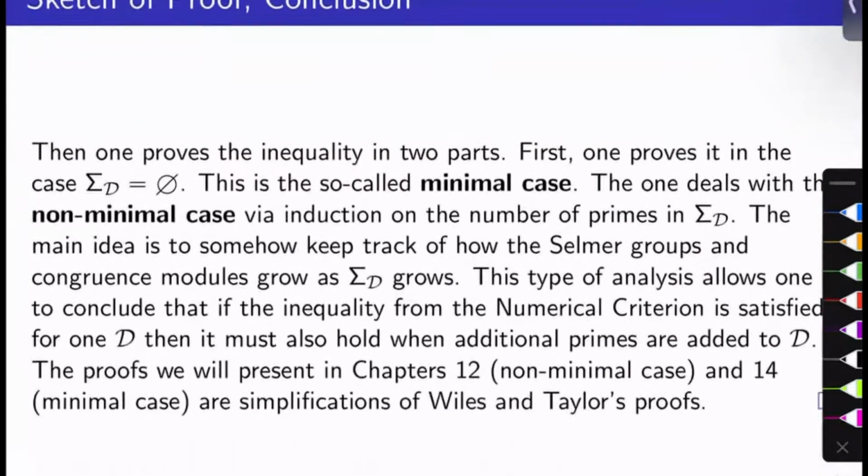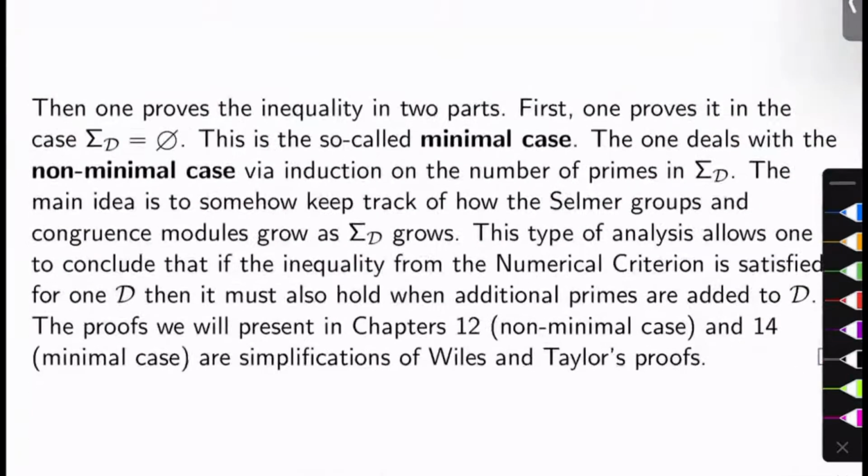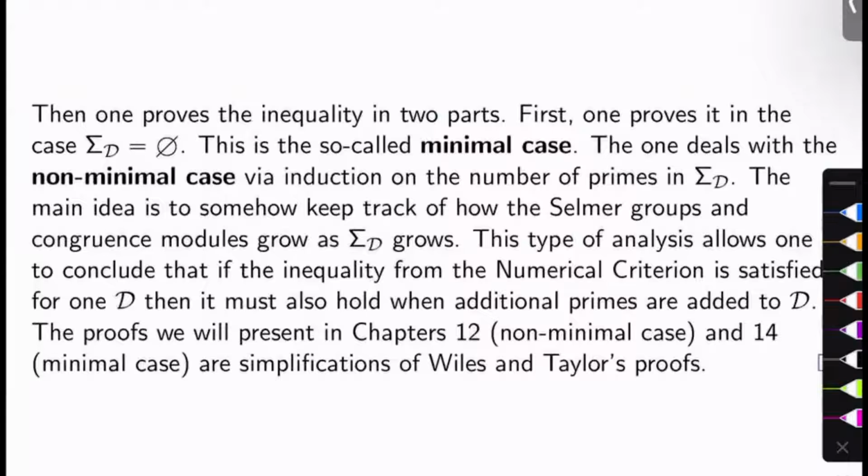And then, how do you actually prove the inequality? So you've reinterpreted these sides. How do you prove this? You have to prove it in two cases. First, you prove it in what's called the minimal case, which is where sigma sub D, the finite set of primes associated to the type D deformation itself, is empty. This has to be dealt with separately, and we will actually do this last. We'll do the non-minimal case first.